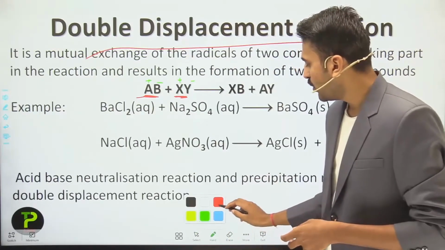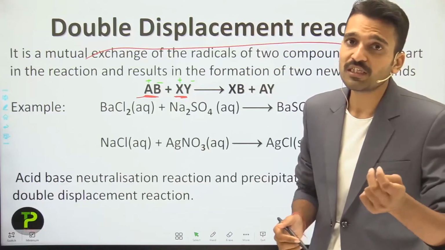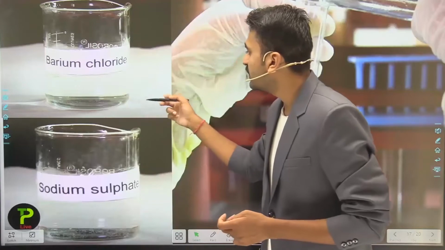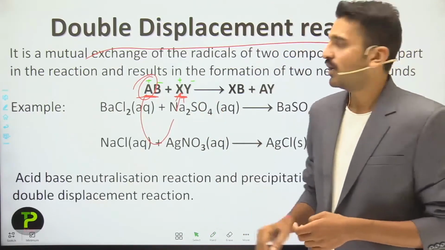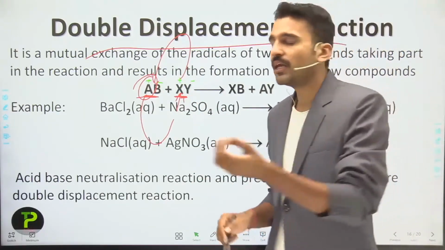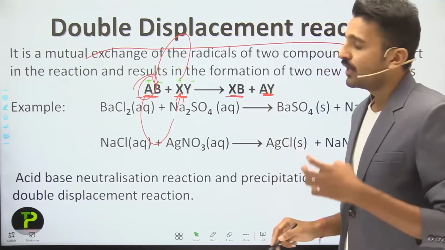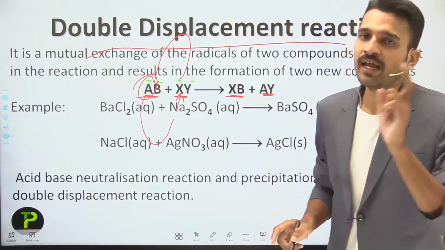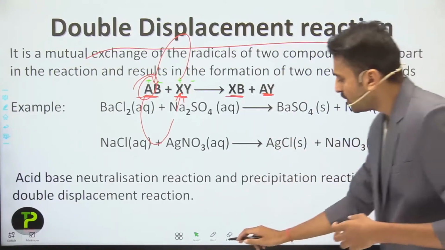Here there is a mutual exchange of ions taking place, or I can say a mutual exchange of radicals taking place. So this A will displace only X, and the X which is displaced will take the position of A, thereby forming AY and XB. Remember one thing, that the cation will take the place of only a cation and the anion will take the place of only an anion.